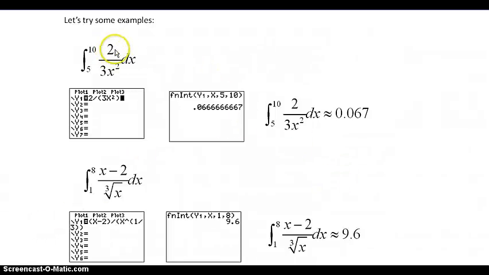All right, so let's do several more examples. The biggest part of this is how you're going to enter this into y1. So make sure that you're really meticulous with your parentheses and division marks and all that.